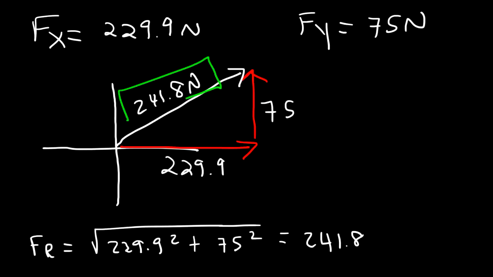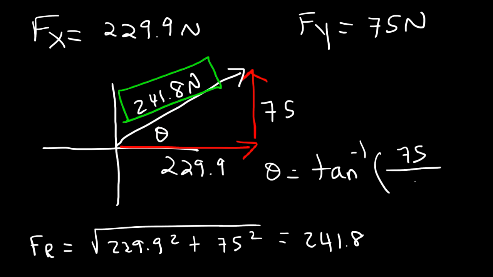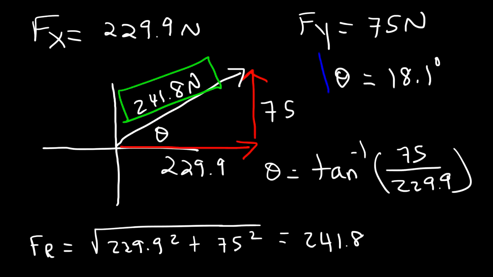Now that we have the magnitude, we need to find the angle. So it's going to be arctangent f of y, which is 75, divided by f of x, which is 229.9. So the angle, which is already in quadrant 1, is 18.1 degrees. So now we have the magnitude and the direction of the resultant force vector.